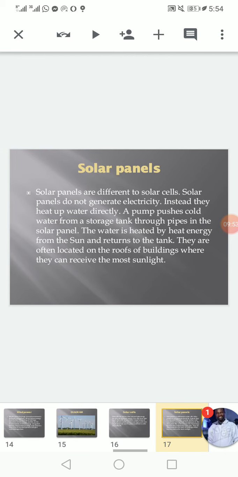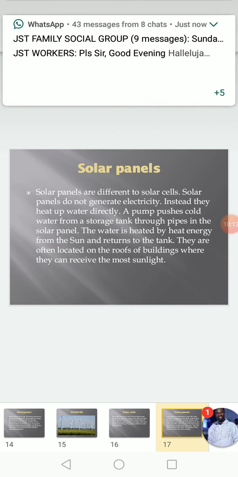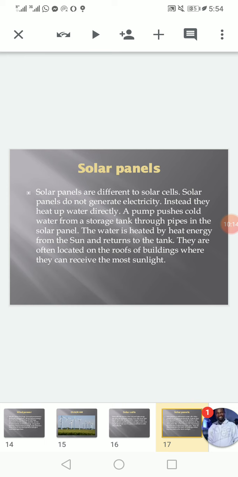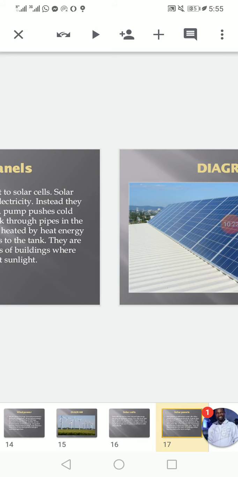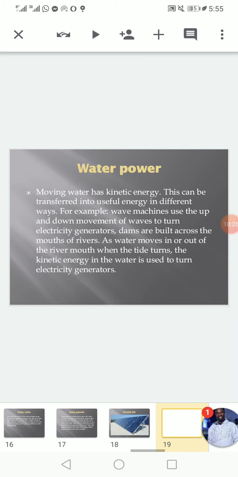Solar panel. Solar panels are different to solar cell. Solar panels do not generate electricity. Instead, they heat up water directly. A pump pushes cold water from a stored tank through the pipe in the solar panel. The water is heated by heat energy from the sun and returned to the tank. They are often located on the roof of the building, where they receive the most sunlight. These are the diagrams showing what a solar panel looks like.